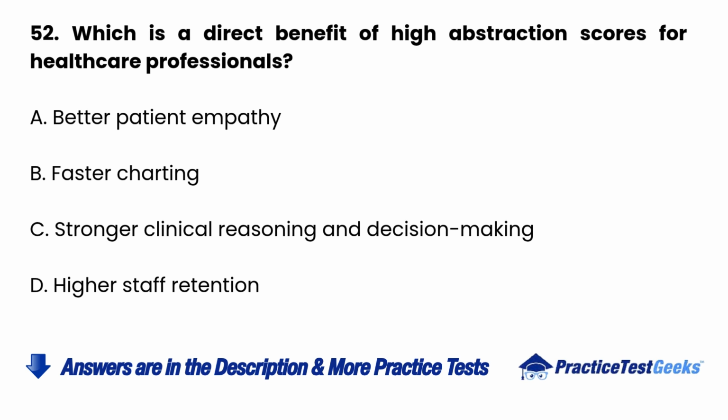52. Which is a direct benefit of high abstraction scores for healthcare professionals? A. Better patient empathy. B. Faster charting. C. Stronger clinical reasoning and decision-making. D. Higher staff retention.